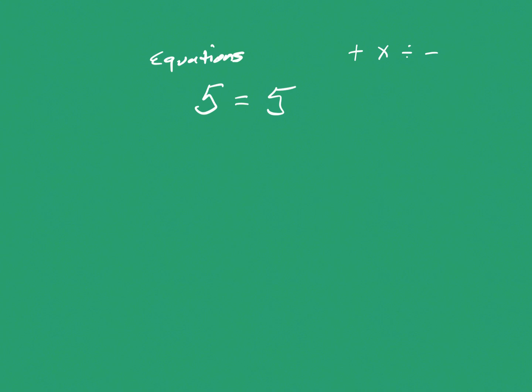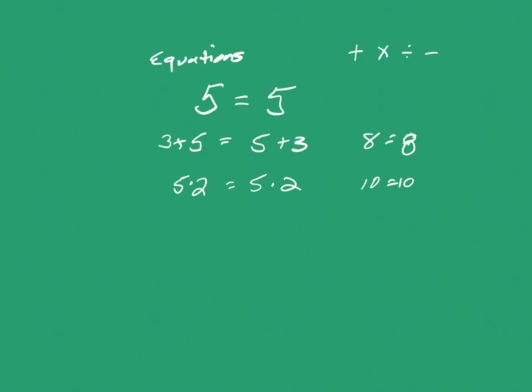So, for example, we could do 3 plus 5 equals 5 plus 3. We added the same number on both sides of the equation. And so it's still an equation, right? Or we could do 5 times 2 equals 5 times 2. And we multiply both sides by 2, and it stays the same. So that's the key to equations.